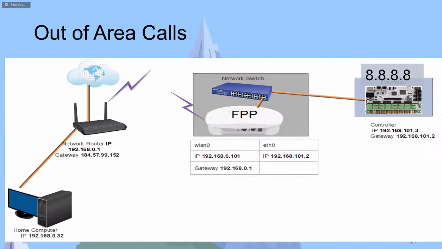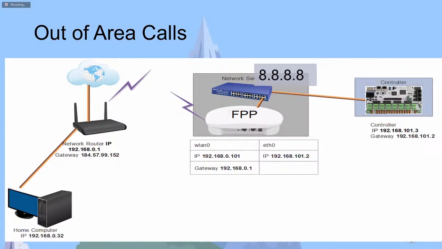So you access your controller that has an IP address of 192.168.101.3, and you want to update it. And you're using 8.8.8.8 as your DNS server. We'll get into that a little bit later. The controller sees that this address is not in its subnet of 192.168.101. So it doesn't know how to handle it. So it passes it on to its gateway, which has an IP address of 192.168.101.2, which is within its subnet, so it can communicate.